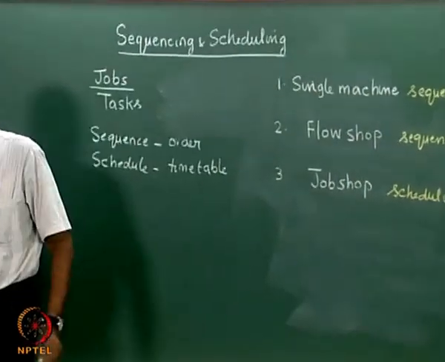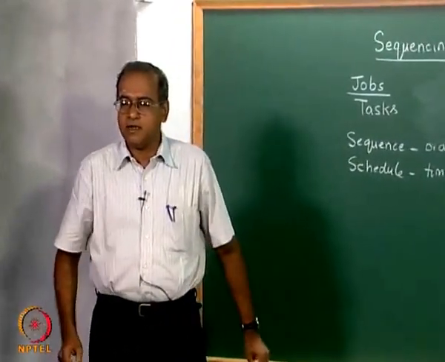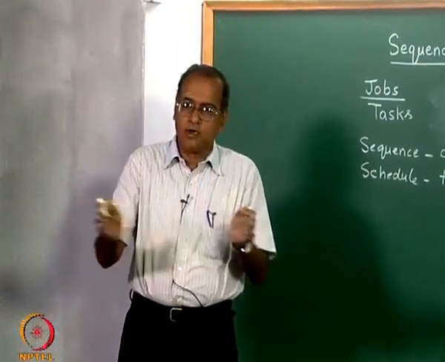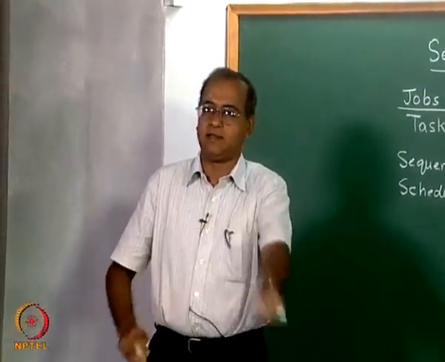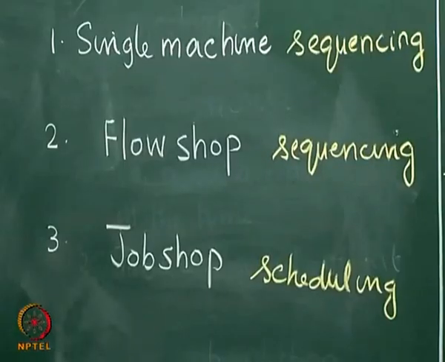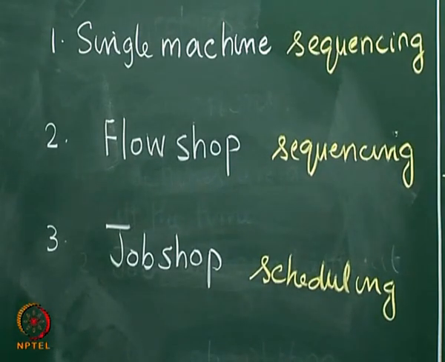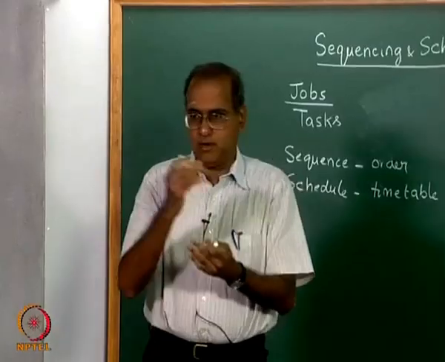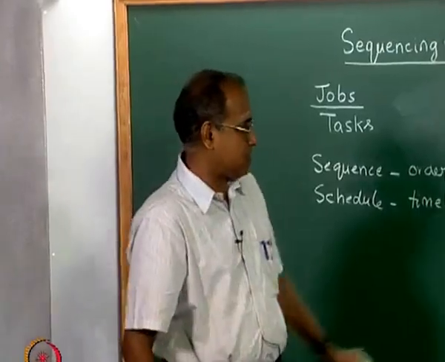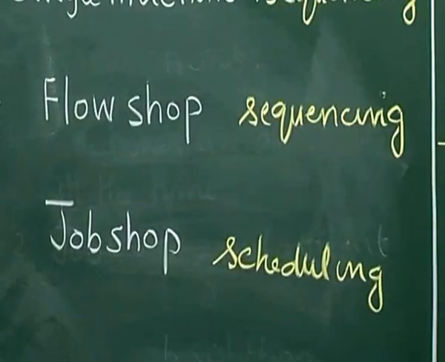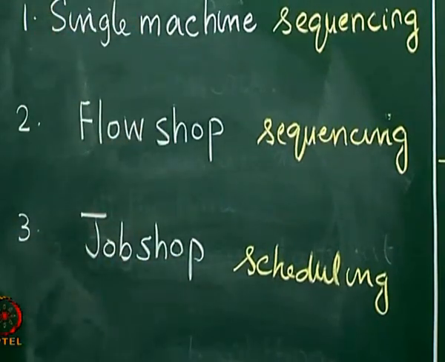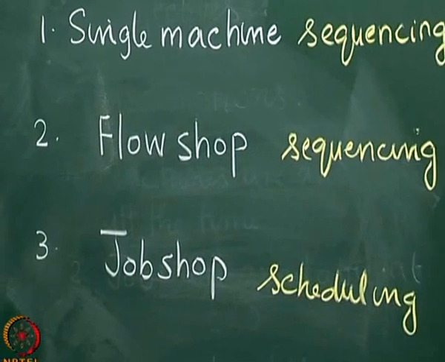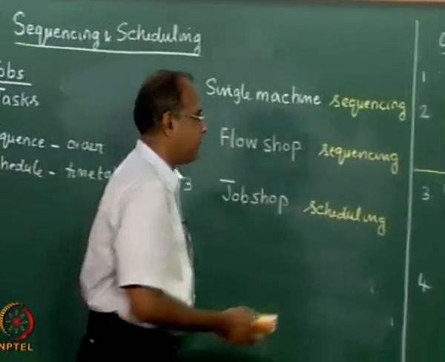scheduling problems. Earlier I had mentioned that when the order alone is enough to represent or describe the entire thing, then we use the word sequence, but then if the order and the timetable have to be mentioned, then we use the word schedule. Now we will also try and understand the difference between each of them. What is a single machine problem, what is a job shop problem, what is a flow shop problem.